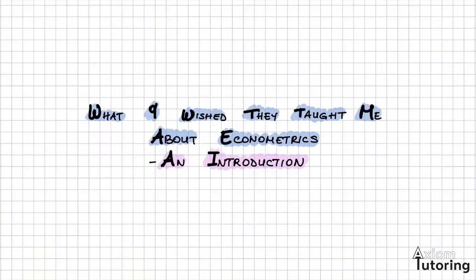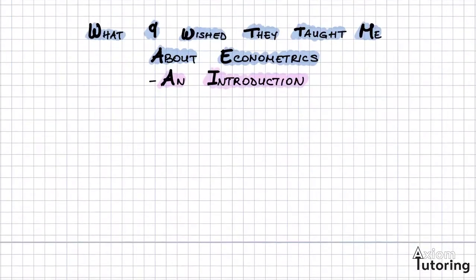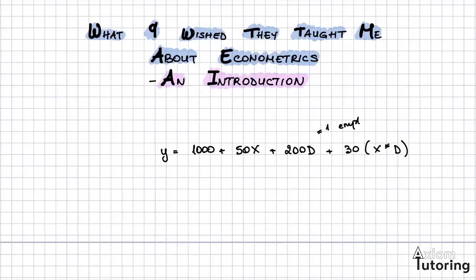We've seen that interaction terms allow slopes to differ across groups, so now let's work through a concrete example and interpret everything step by step. Let's suppose that we are starting from a regression that looks like this: Y equals 1000 plus 50x plus 200d and then 30x times d. Y as usual is monthly income, X is years of education, and D is equal to 1 if employed.